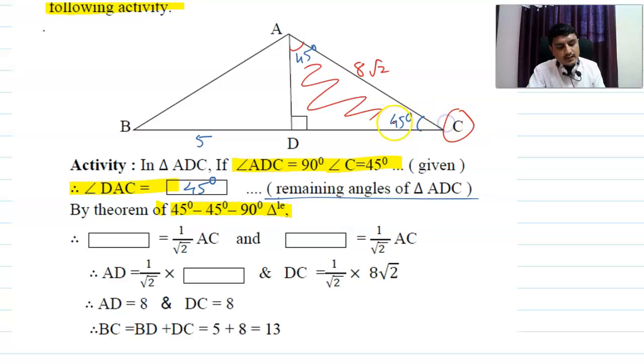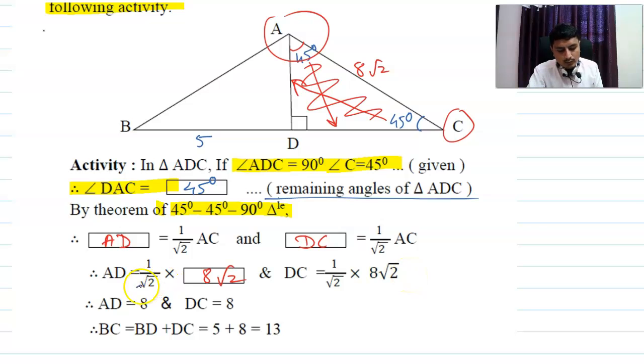So once we choose angle C as 45 degree, whose opposite side is AD, we get AD equals 1 upon root 2 times the hypotenuse AC. And the same thing, once we choose angle DAC equals 45 degree, whose opposite side is DC, we get DC equals 1 upon root 2 times the hypotenuse AC. So AD equals 1 upon root 2 into the value of AC, which as per the given is 8 root 2, and DC equals again 1 upon root 2 into 8 root 2.